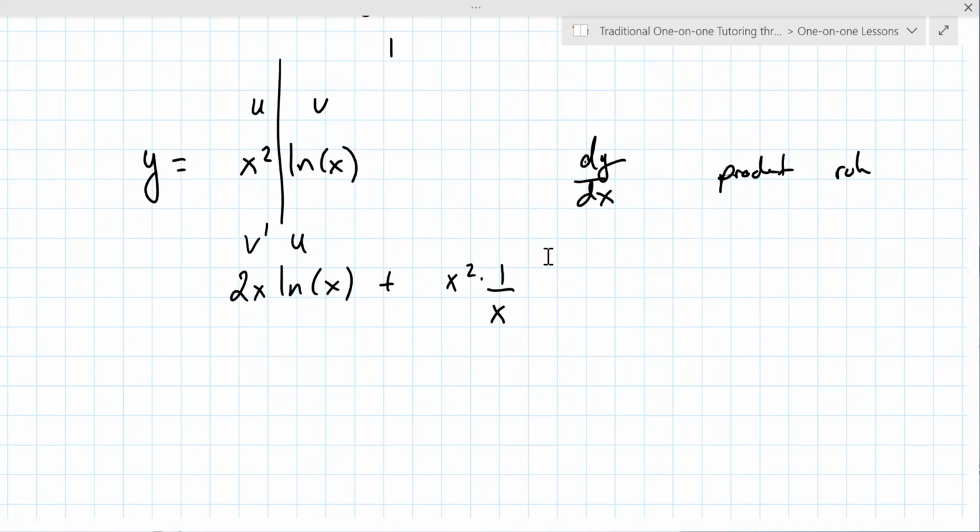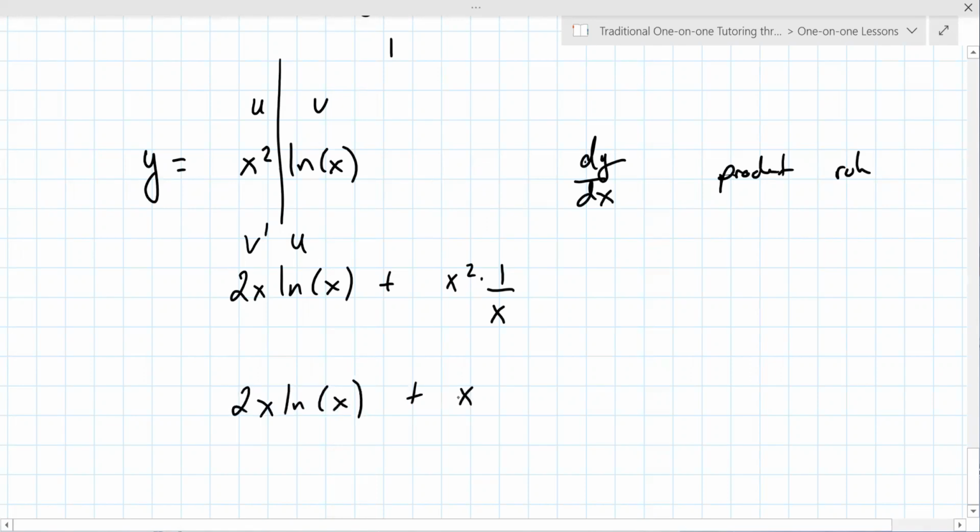And then would you do anything with that x squared? Yeah, absolutely. So you would reduce here. You get 2x natural log of x plus x as your dy prime. And then a common question to ask is more like this.